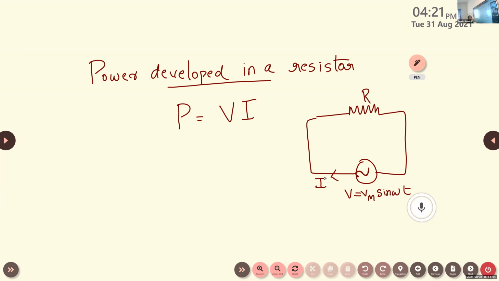But here we discuss an alternating source of EMF and alternating current. So the equation becomes P is equal to, what is the value of V, the voltage, if the resistor is connected to an AC source? Yes, it's right. You can unmute and say. Vm sin omega t. P is equal to Vm sin omega t. Similarly, here we consider the resistor connected to an alternating source of EMF. Then what will be the value of current?